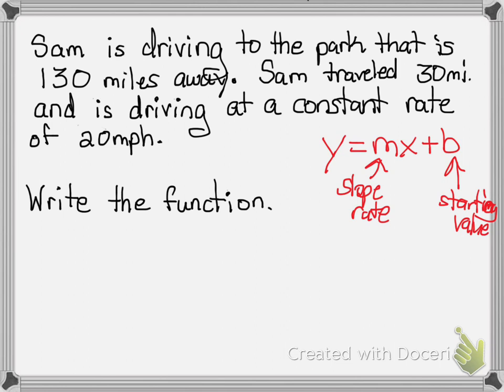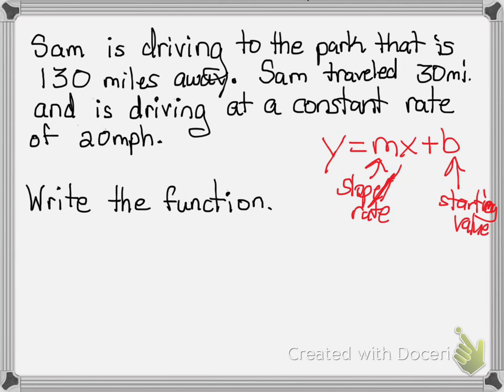Before we write the function and function notation, let's go back to something we're familiar with, which is slope-intercept form. y equals mx plus b. We know m represents the slope or the rate, and we know that b is the starting value or the initial value. So let's go back to our word problem.